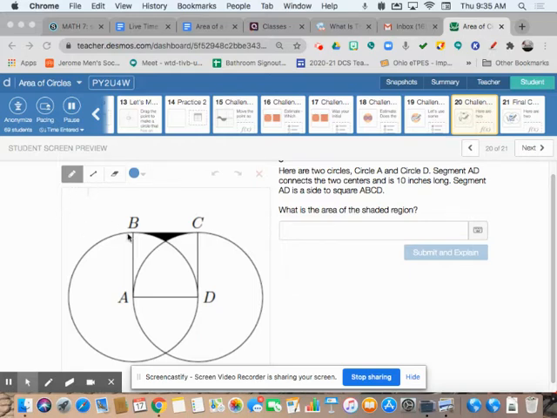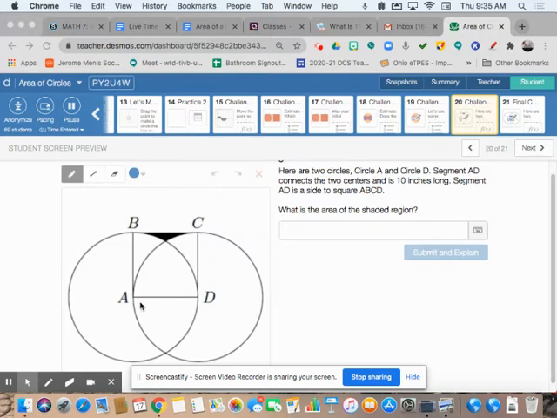So what we know from the beginning is that there are two circles, A and D, and the center point A and the center point D actually kind of overlap. So D overlaps to the center point of A, and the circumference of A overlaps to D. They also have a square created, and it tells you AD is going to be a side to square ABCD. So we know it's a square because it says it right there.